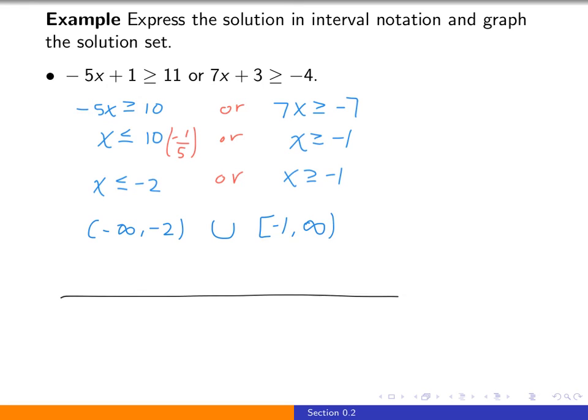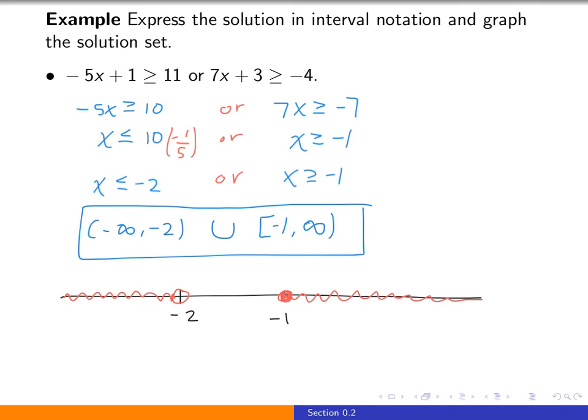In terms of a number line, we are looking at everything which is not at minus 2 but to the left of it, including minus 1 to the right of it. So we have our solution written in interval notation, as well as having sketched the solution set as well. And once again, the big observation is that the or transfers to being a union when we get down to our solution.